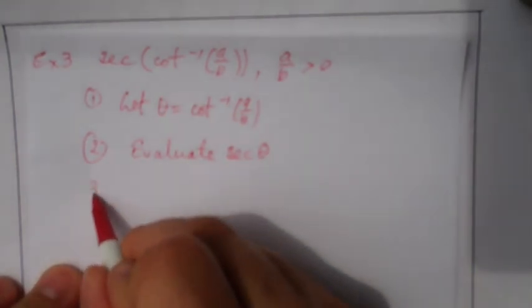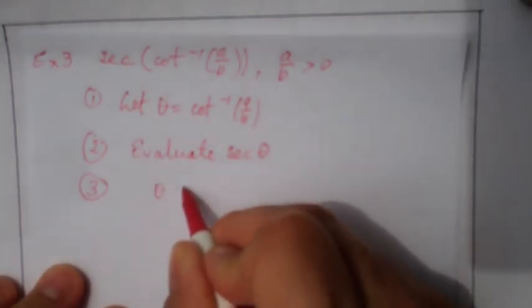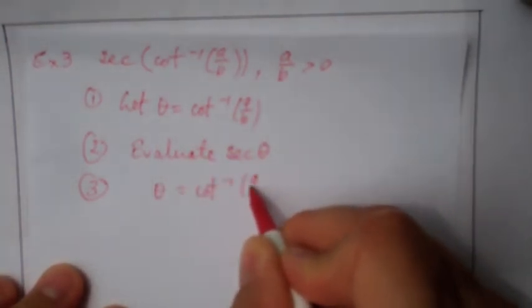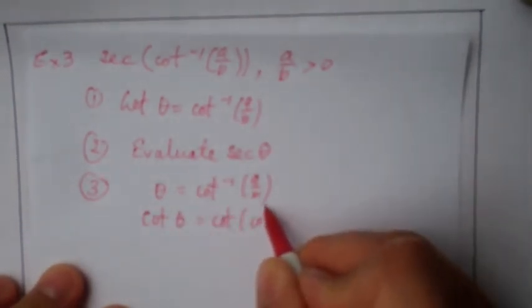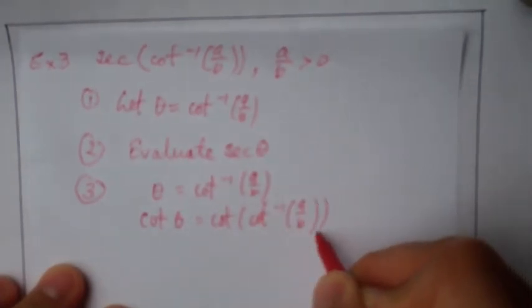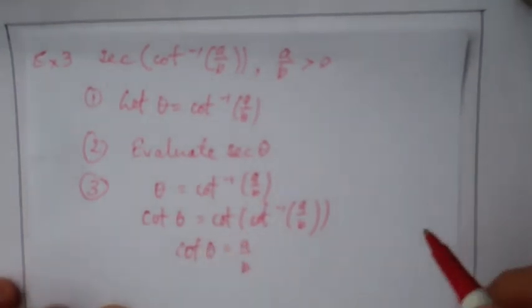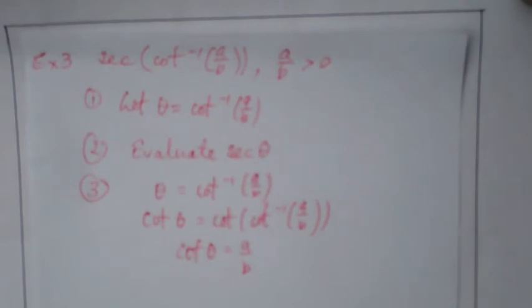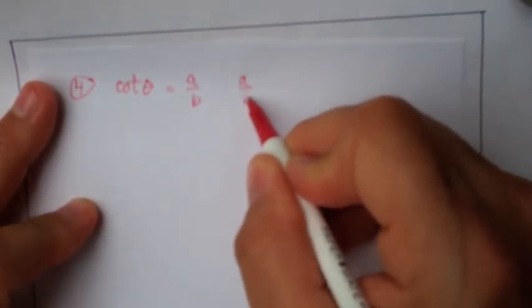Okay, and so then as I go and undo the inverse trig function, I'm going to take the cotangent of both sides. And so essentially I just have cotangent of theta equal to a over b. And that's what I'm going to use to build my reference triangle. So, in step 4 then, I start to build my reference triangle, and I have cotangent of some angle, theta, is a over b. But remember, we were told a over b is positive.